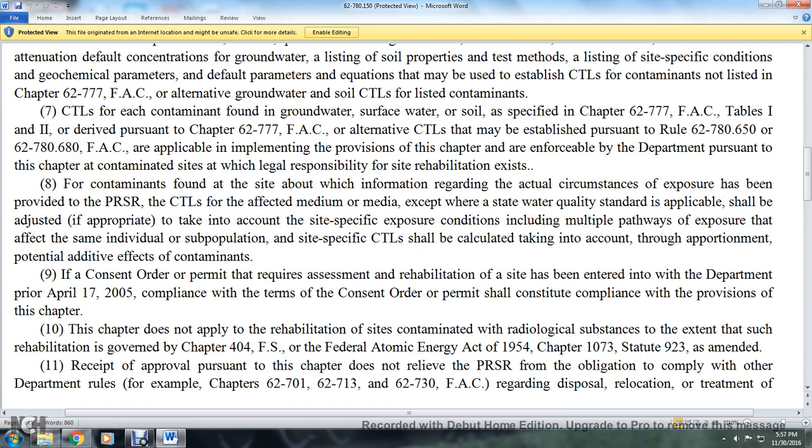The chapter does not apply to the rehabilitation of sites contaminated with radiological substances to the extent that such rehabilitation is governed by Chapter 404 of the Florida Statutes and the Federal Atomic Energy Act of 1954, Chapter 1073, Statute 923, as amended.